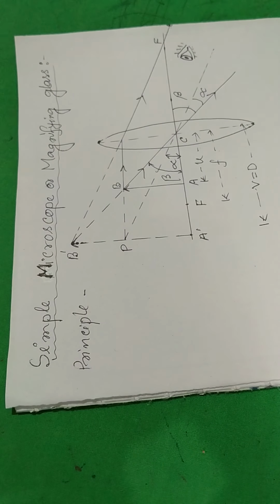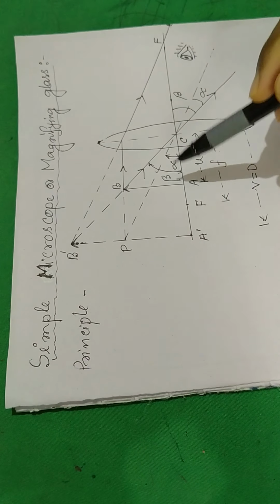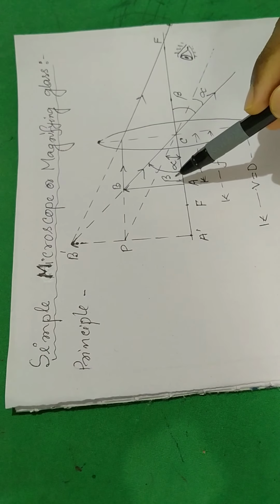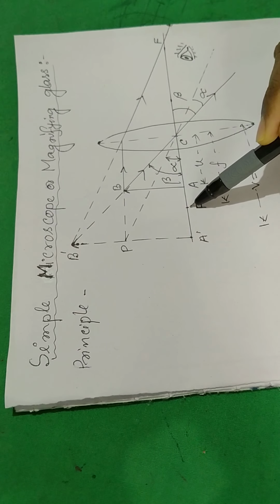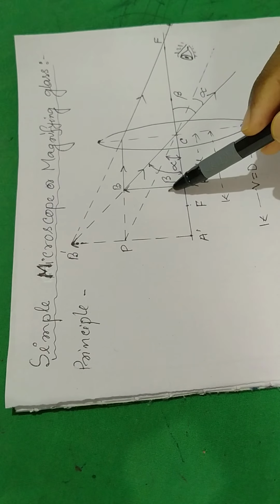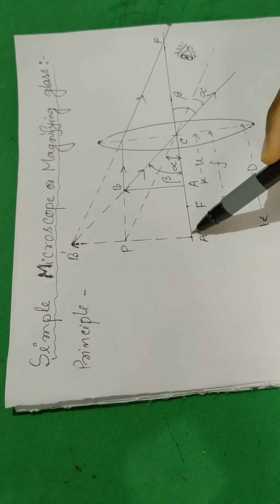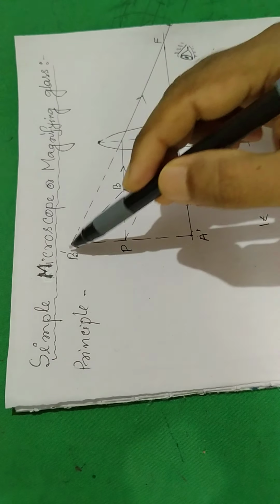It is based upon the fact that an object placed between the optical center and the focus of a convex lens forms a virtual, erect and magnified image on the same side of the lens. You see the diagram. When the object is placed in between optical center C and principal focus F, then a virtual image is formed on the same side of the convex lens, that is A dash B dash.